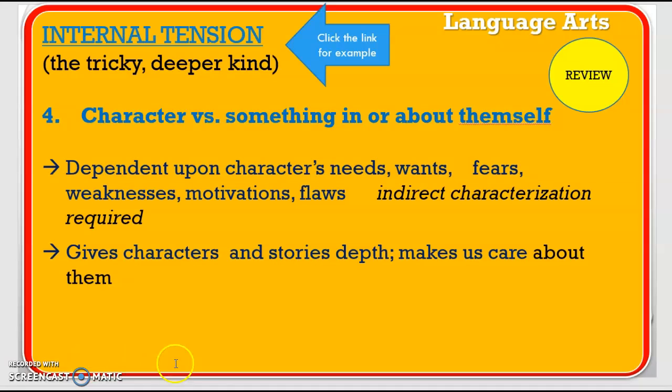It depends on the character's needs and wants, right? Do they want to be all powerful, or do they want to help the galaxy? So it can depend on their fears and weaknesses, right? We all have a lot of internal tension in our lives, especially around things that we fear, right? So like, oh, I really love to be in this play, but I'm afraid of getting up in front of people. That is your internal conflict or your tension within yourself. And this really gives characters and stories depth, because this is what we identify with, because everyone has internal struggles throughout their lives, right?